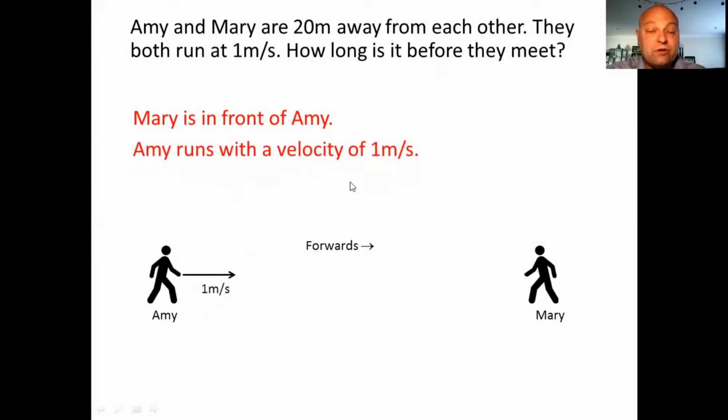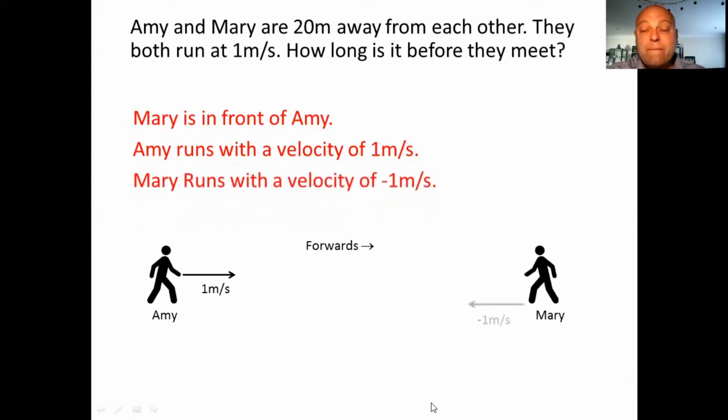So there we go, because she's going forwards, because she's got a velocity of +1, she's going forwards. We put the arrow going that way. Then we put Mary runs with a velocity of -1 meter per second. Mary's going backwards. You can see you've got the -1, it's going the opposite direction.